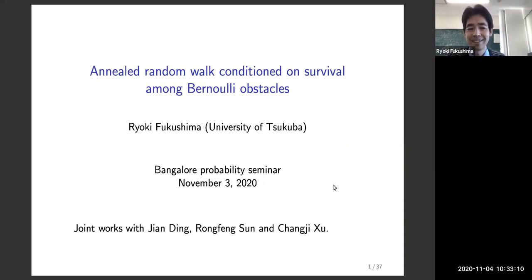I hope there are no big mistakes. So I'm going to talk about annealed random walk conditioned on survival among Bernoulli obstacles. This is based on two joint papers with Jian Ding, Rongfeng, and Changji.